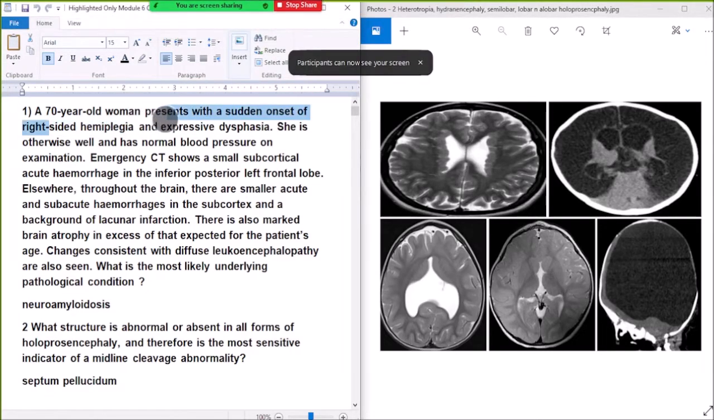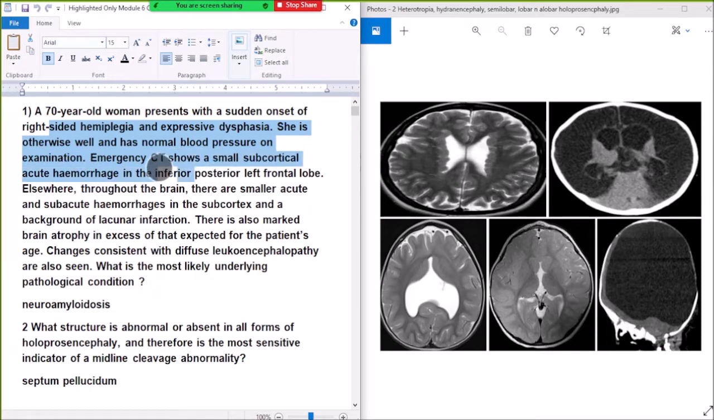Question number 1. A 70-year-old woman presents with sudden onset of right side hemiplegia and expressive dysphasia. She is otherwise well and has normal blood pressure on examination. Emergency scan shows a small subcortical acute hemorrhage in the inferior posterior left frontal lobe. Elsewhere throughout the brain there are small acute and subacute hemorrhages in the subcortex and background lacunar infarction. There is also marked brain atrophy in excess of that expected for the patient's age. Findings consistent with diffuse leukoencephalopathy are also seen. Most likely underlying pathology: cerebral amyloid angiopathy.